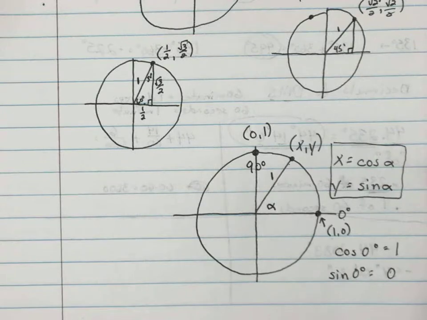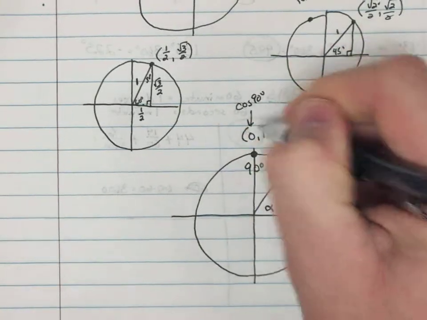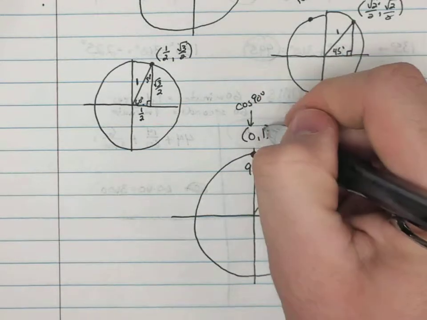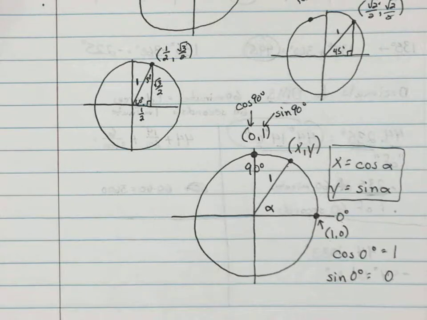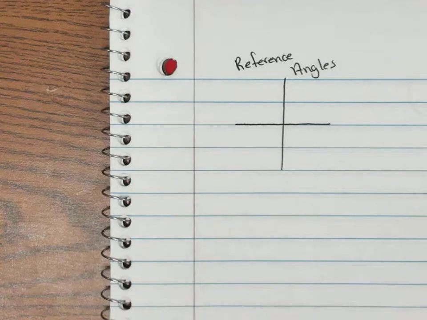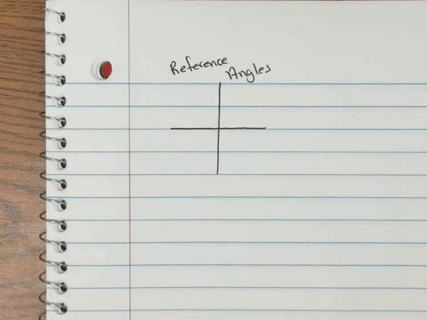So if you need to know what the cosine of 90 degrees is, it's right there. Cosine of 90 degrees is 0. If you need to know what the sine of 90 degrees is, it's right there. Sine of 90 degrees is 1. Okay, we're going to extend this a little bit further by talking about reference angles.